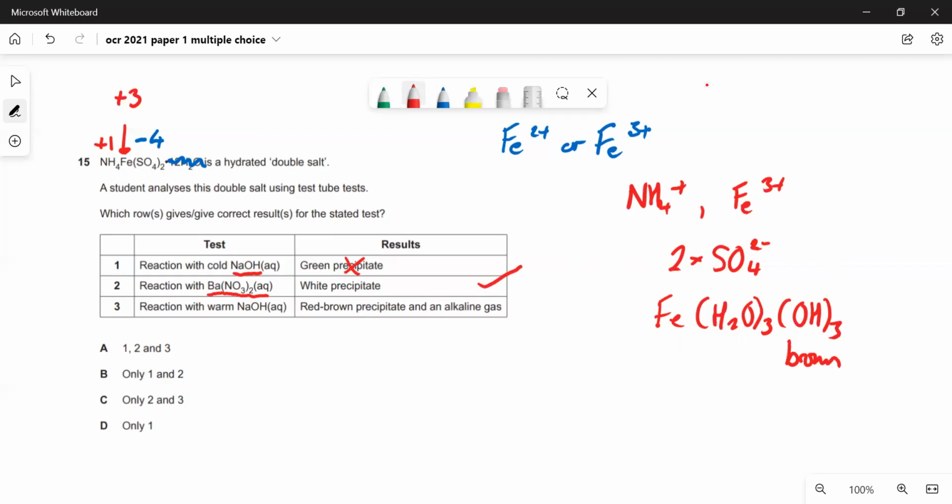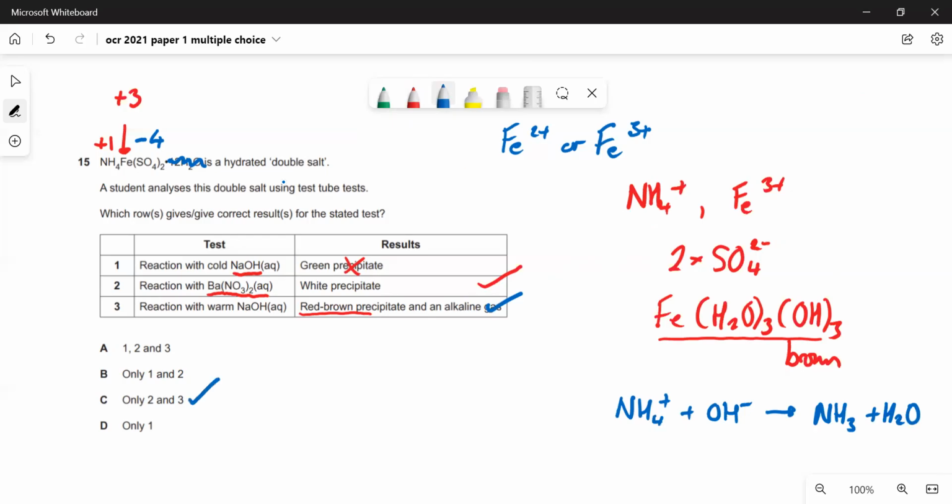If we add NaOH, do we get a red-brown precipitate? Yes, we do. That's this stuff we're talking about there. And do we get an alkaline gas? Yeah, you do. Remember, if you get ammonium ions plus OH minus, OH minus is a much better base than ammonia, so you get NH3 and H2O, and NH3 is the alkaline gas they're talking about. So that's right as well. So 2 and 3 are correct, so C is right there.